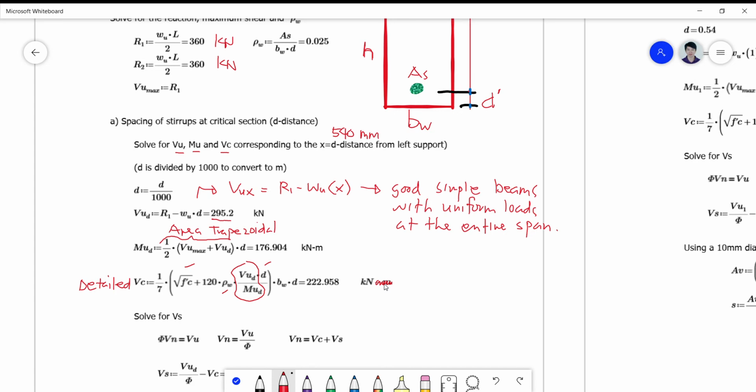So next, we solve for the VS. This is actually the excess shear carried by the stirrups. So the total shear is always carried by the concrete, and a part will be carried by the stirrups.